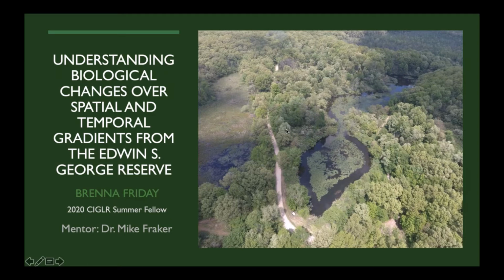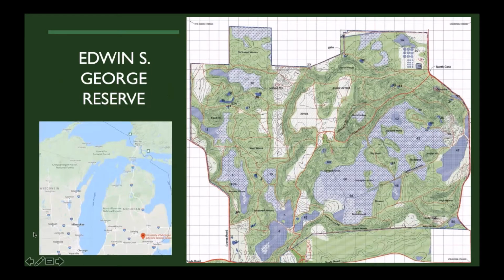Okay, good. Hi, everyone. I'm Brenna. This summer, I worked with Dr. Mike Fraker on a project called Understanding Biological Changes over Spatial and Temporal Gradients from the Edwin S. George Reserve. For those of you that aren't familiar, the Edwin S. George Reserve sits a little northwest of Ann Arbor. It's been protected since 1930 and is completely a research area. There's no public access. This makes it a really wonderful place to study all of the marshes, swamps, bogs, and ponds that can be seen on this map that are housed within the reserve bounds.